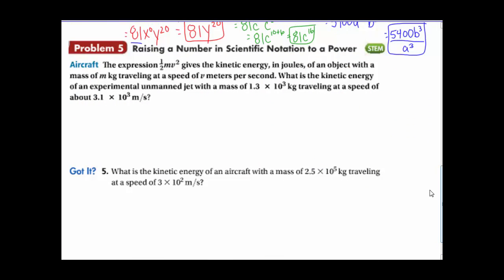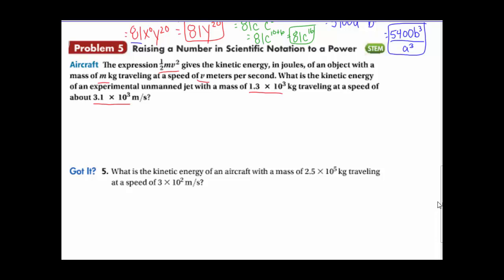So, raising a number in scientific notation to a power. Connecting what we learned back in the last section about scientific notation. If we have an aircraft, the expression 1/2 mv squared gives the kinetic energy in joules of an object with a mass of m traveling at a speed of v meters per second. What is the kinetic energy of an experimental unmanned jet with a mass of 1.3 times 10 to the third kilograms, traveling at a speed of about 3.1 times 10 to the third meters per second?